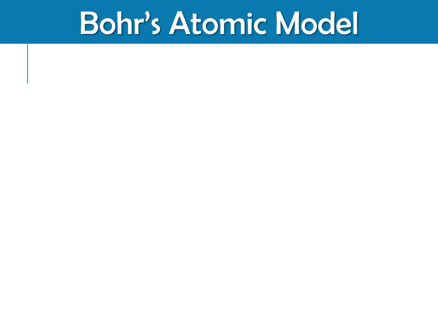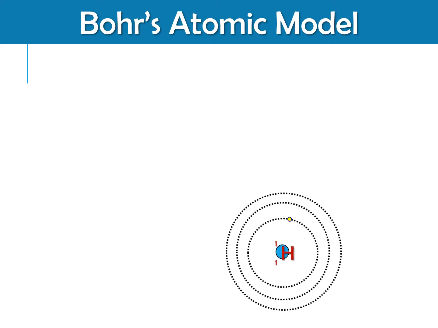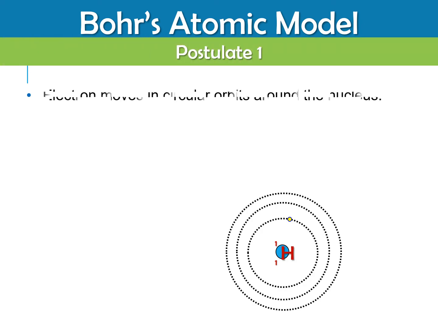We can imagine hydrogen atom like this. This is the nucleus of hydrogen atom. As we know, hydrogen atom has only one electron, so this is the only electron of the hydrogen atom. According to postulate 1, electron moves in circular orbits around the nucleus. That means, electron ni dia bergerak dalam orbit yang membulat di sekeliling nukleus.